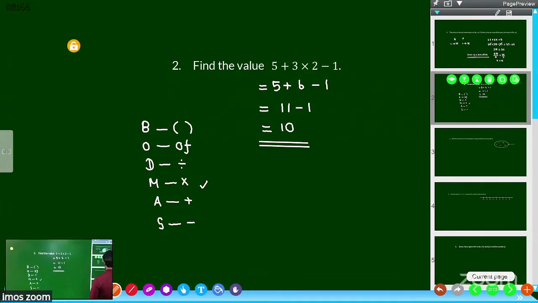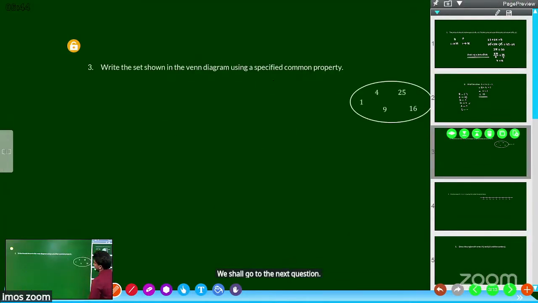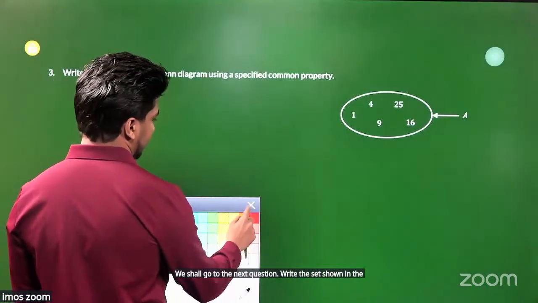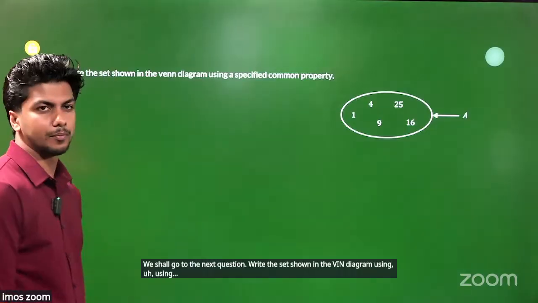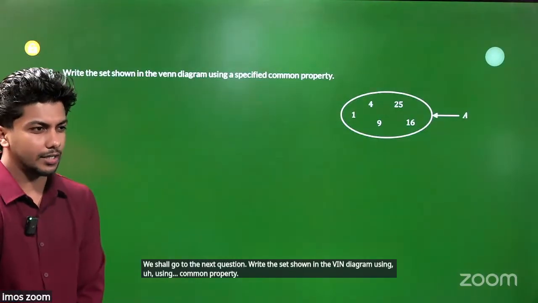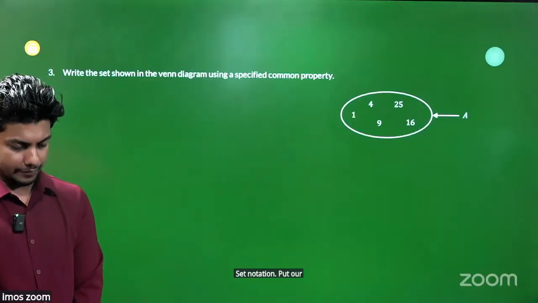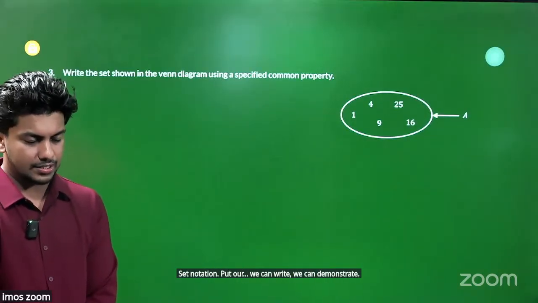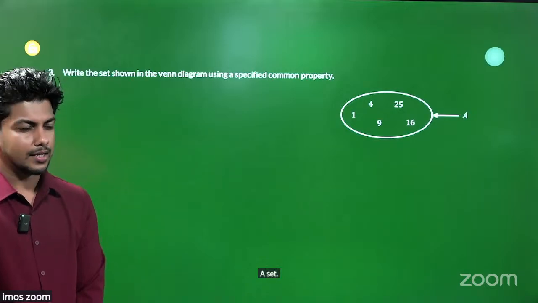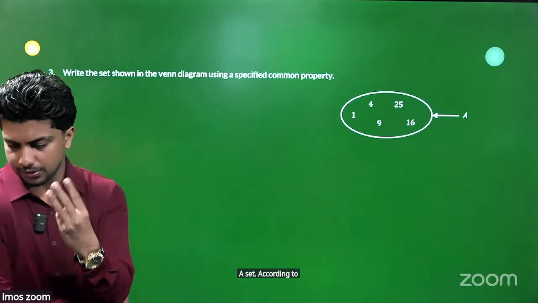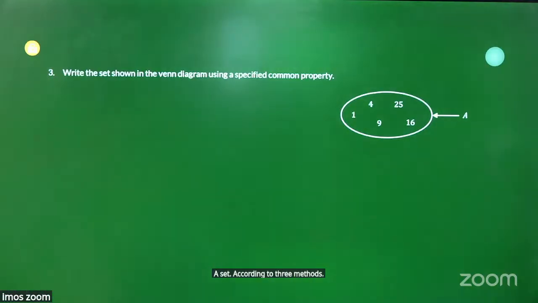We shall go to the next question. Write the set shown in the Venn diagram using common property. Set notation. Son, we can demonstrate a set according to 3 methods.